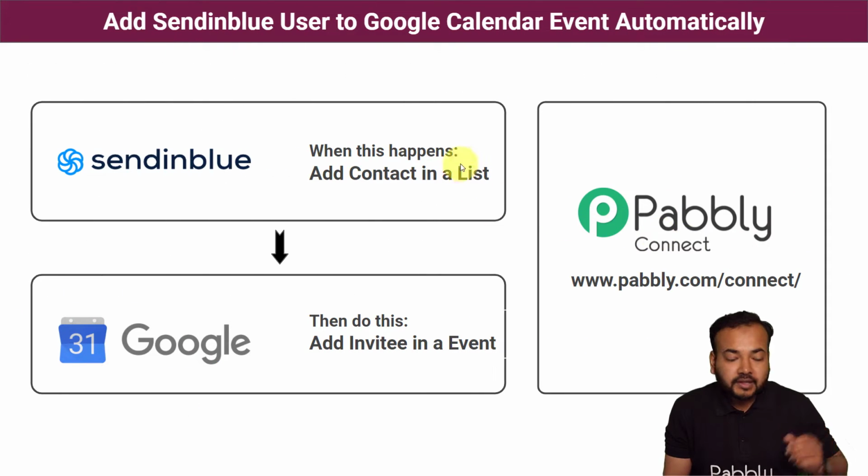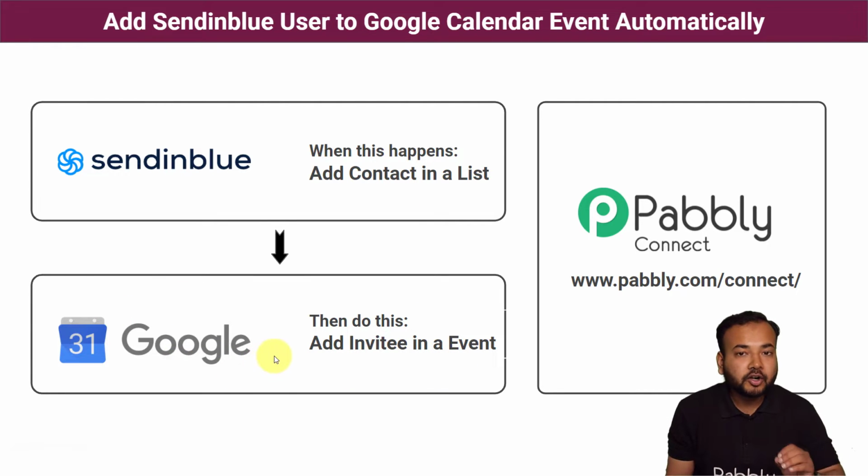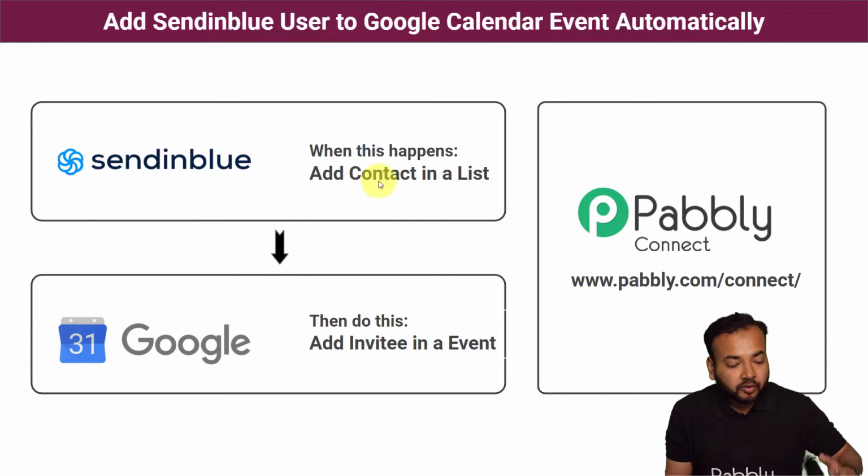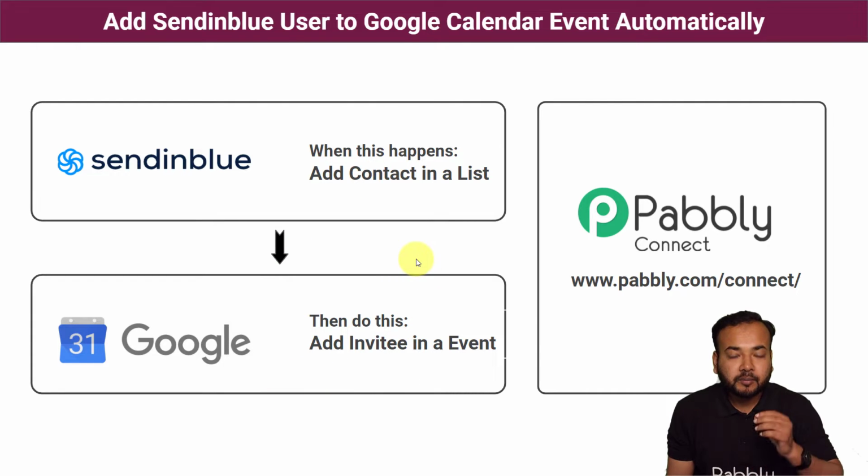So this will be the flow of automation. Here, as and when you add a contact in a list in Sendinblue application, the same contact will be added as an invitee in an event in Google Calendar automatically. So here you don't have to manually copy paste the data of the contacts from Sendinblue and add them one by one in Google Calendar. So it will surely save your precious time and manual efforts, and it will improve your productivity.